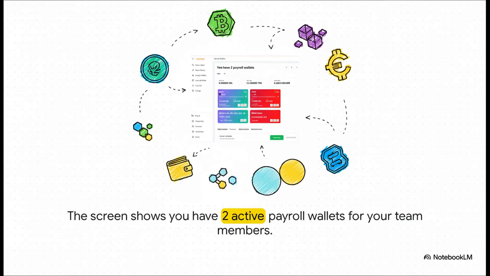So the very first thing that probably jumps out at you is that big text right at the top. It just says, you have 2 payroll wallets. Boom, simple as that. There's no guesswork, no clicking around to find what you need. It tells you the most critical thing you need to know, which is how many payment streams you're actually managing. It's just super direct and honestly, really effective.